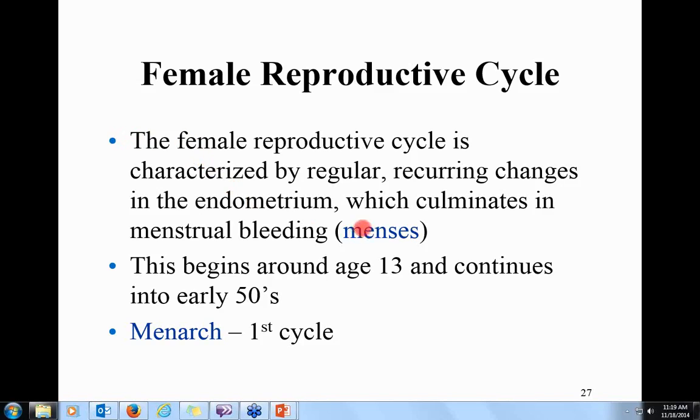Okay, so a new term here, menses, which you may also know as your period. This is menstrual bleeding, and it is the release of the endometrium. Again, the endometrium is the inner lining of the uterus, and it grows and is lost in coordination with release of hormones. It begins around 10, 11, 12, or 13, and continues to your early 50s, and then you'll have menopause.